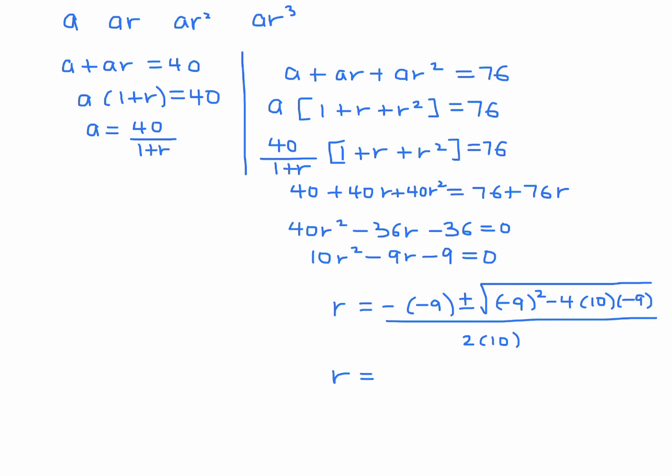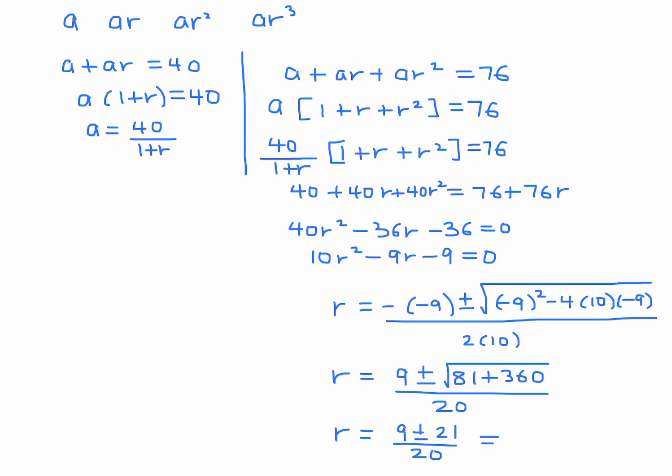So therefore r is going to be 9 plus or minus the square root of 81 plus 360, all over 20. And it looks like r is going to be 9 plus or minus 21, and therefore this is going to be 30 over 20 and negative 12 over 20. In lowest terms, that's 3 over 2 and minus 3 over 5.